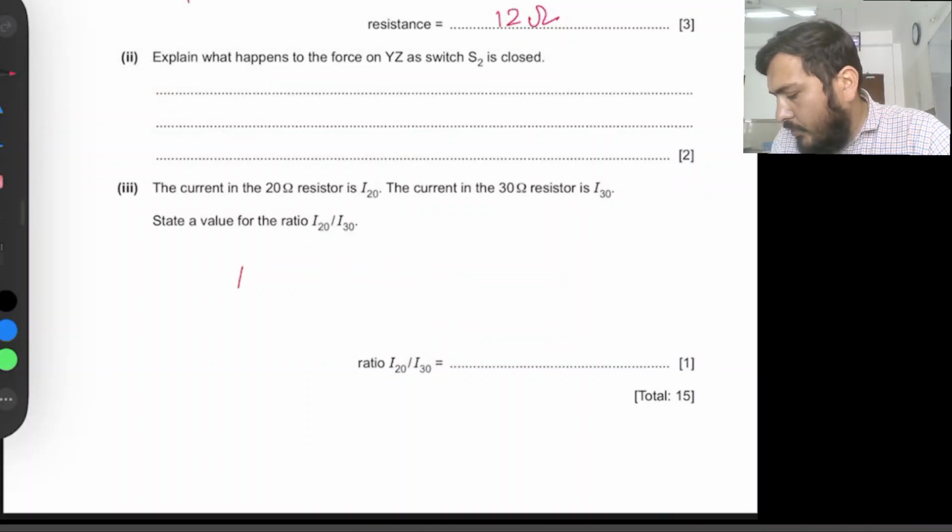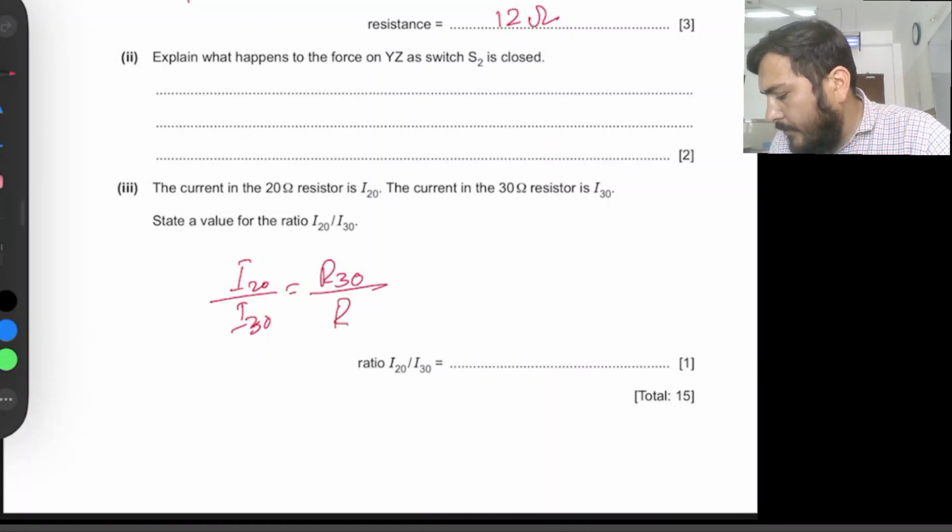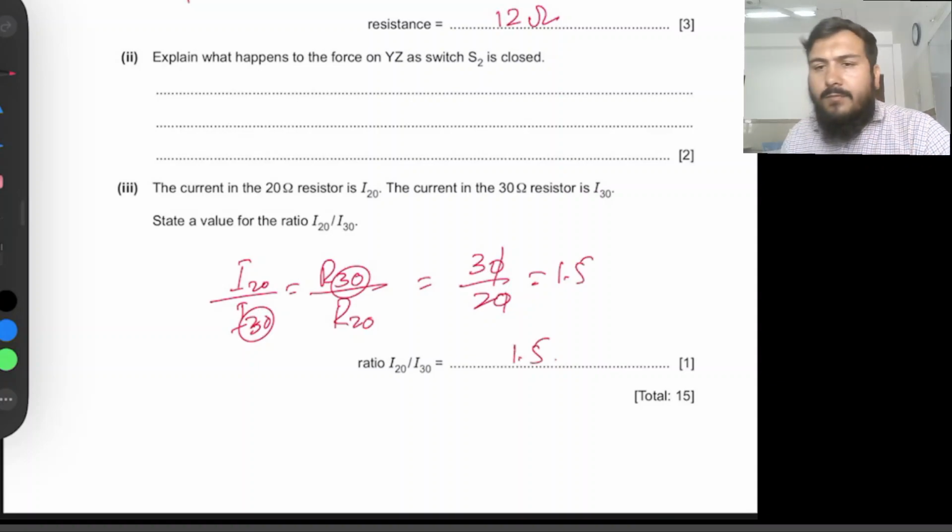State the value of the ratio I20 over I30. So once again, the ratio of the currents I20 over I30 is equal to the inverse of the ratio of resistances, that is R30 over R20. So see, this would be reversed. So that means one resistance is 30 ohms, the other one is 20 ohms. So the ratio is 1.5. This is the ratio, right? So we are done with this.